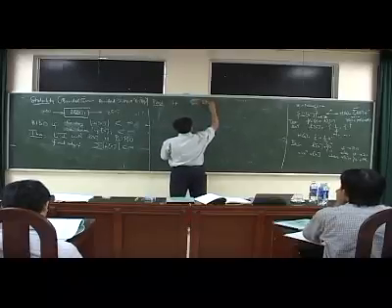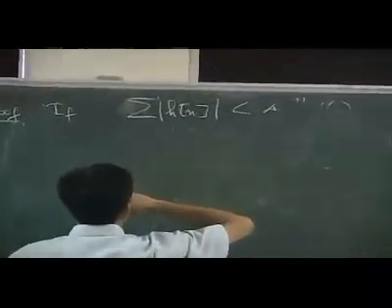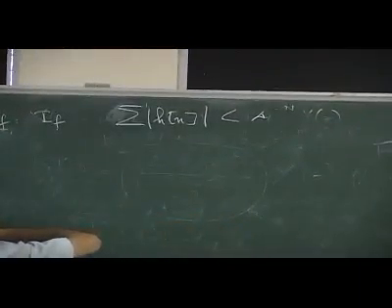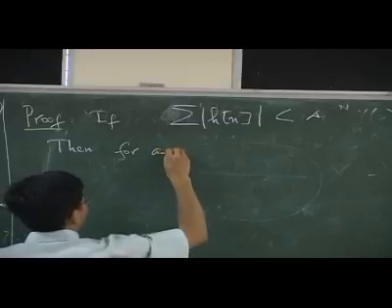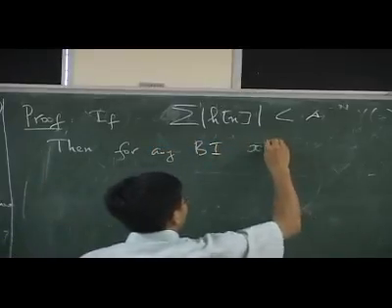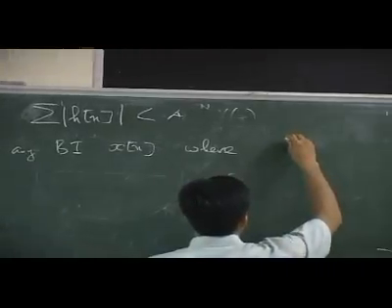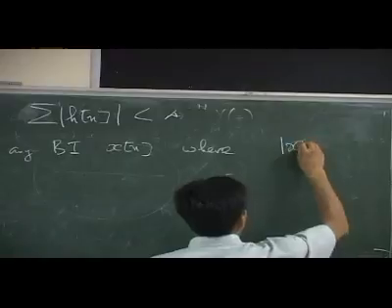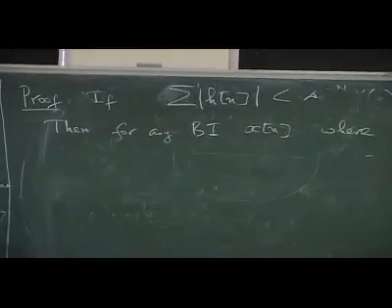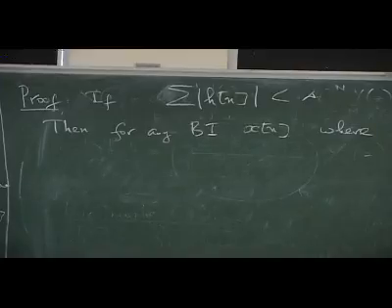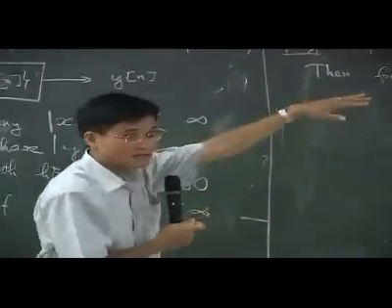So if the summation of |h[n]| is less than infinity, then for any bounded input x[n], where the absolute value of x[n] is finite, that means I can always find a number such that everything is bounded. So the absolute value of x[n] is less than some big constant M. You agree that these two things are the same, right?